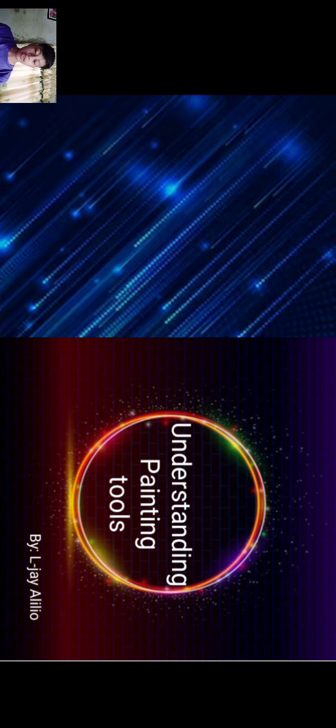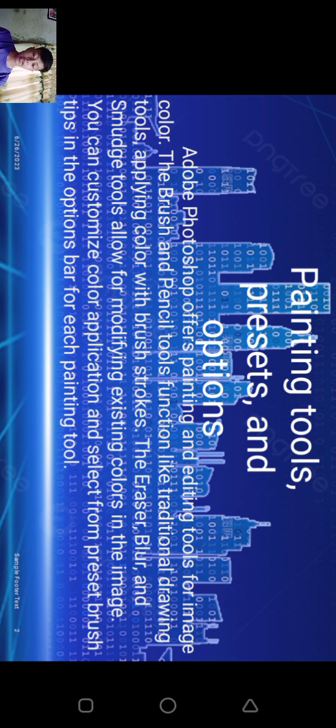And our topic for today is all about understanding the painting tools. Painting tools, presets, and options. Adobe Photoshop offers painting and editing tools for image color. The brush and pencil tools function like traditional drawing tools, applying color with brush strokes. The eraser, blur, and smudge tools allow for modifying existing colors in the image. You can customize color application and select from preset brush tips in the option bar for each painting tool.